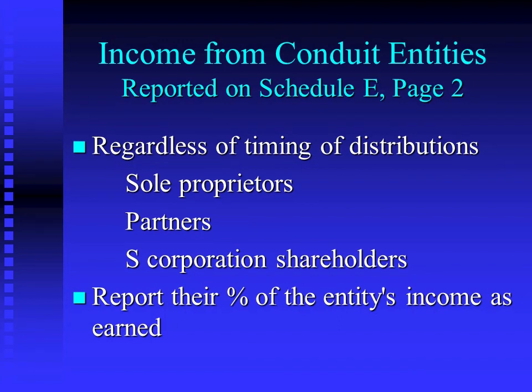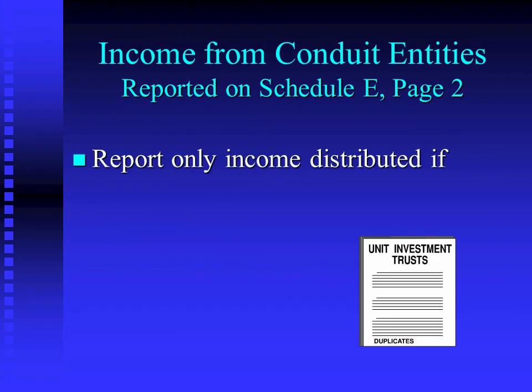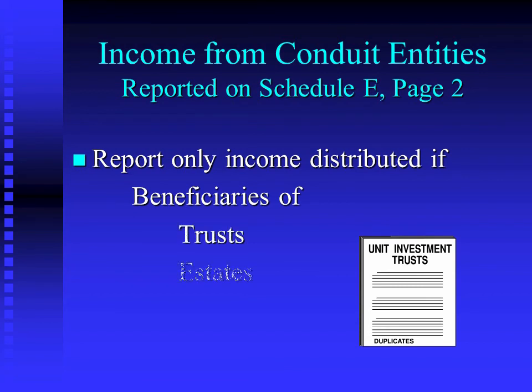So ordinary income is still ordinary. Qualified dividends are labeled as qualified dividends. So the tax treatments are identical whether the money was earned through the partnership or was earned by the individual directly. Trusts and estates use a slightly different rule. They report only income as distributed if you are a beneficiary of a trust or an estate. Trusts and estates have their own tax rate schedules, and so these rules once again can get really complicated.